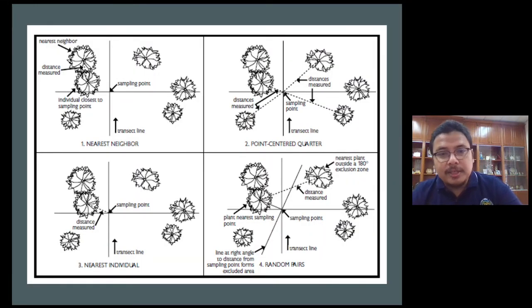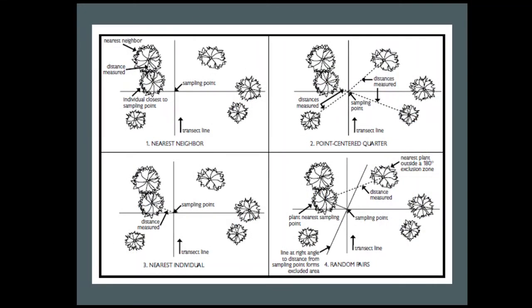This figure shows the four most commonly used distance measures in vegetation sampling. These measures are most often used for large or scattered individuals such as trees, for which the use of quadrats is not practical. It's not practical to use quadrats for big trees, so they use these distance measures.